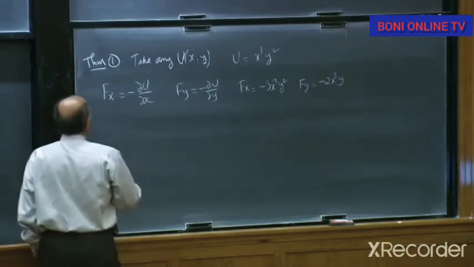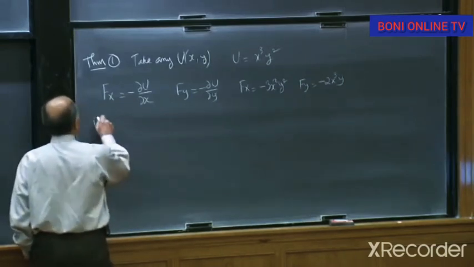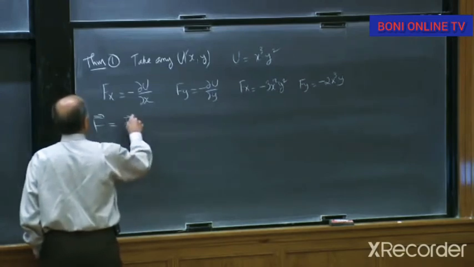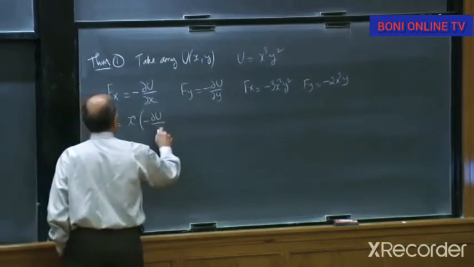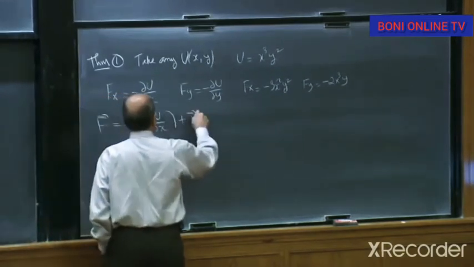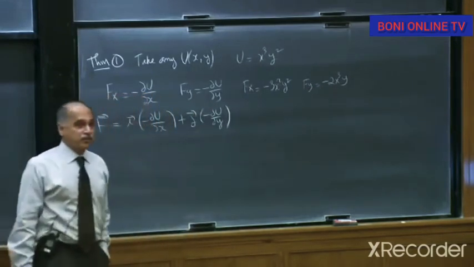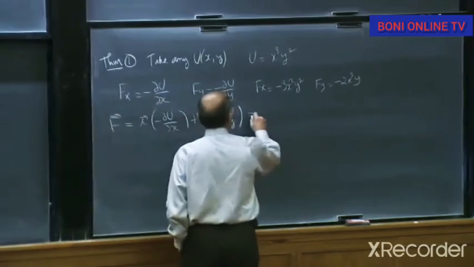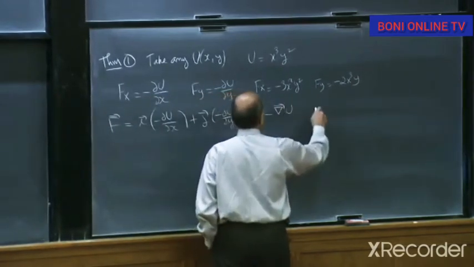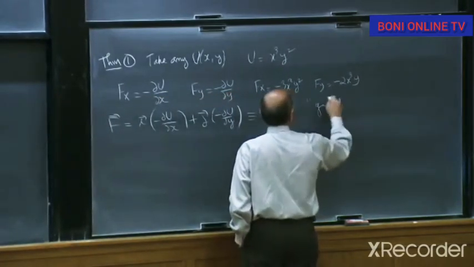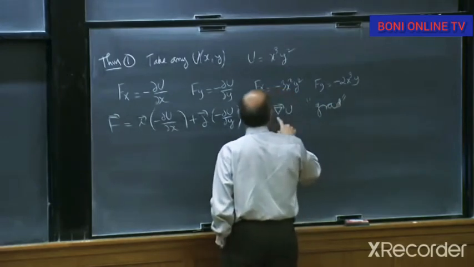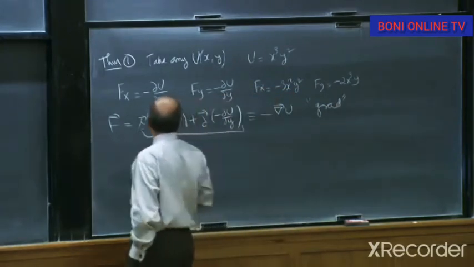But let me write it in another way that's more compact. So the force I want to get, written as a vector, is i times fx, which is i times minus du dx, plus j times minus du dy. That's the force I claim is conservative. We're going to write that as minus grad u. This is called the grad, and it means gradient. And this symbol is shorthand for this. There's nothing more to it.